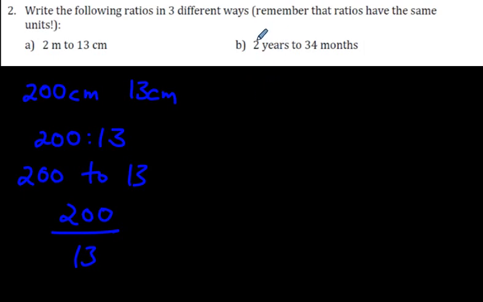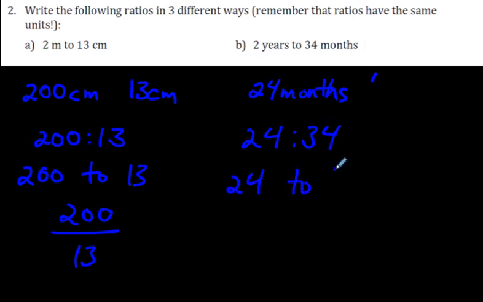Let's try the next one. 2 years to 34 months. Well, let's change the years into months so that we're not dealing with decimals or anything like that. So 2 years is really 24 months. Okay? So we would write 24 to 34, or as a fraction, 24 over 34. And let's do one last question.